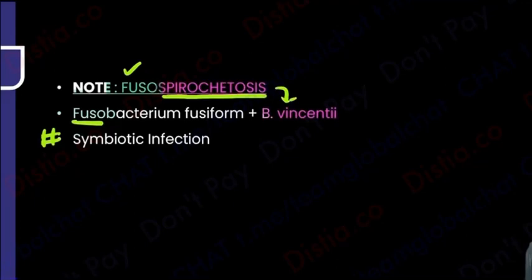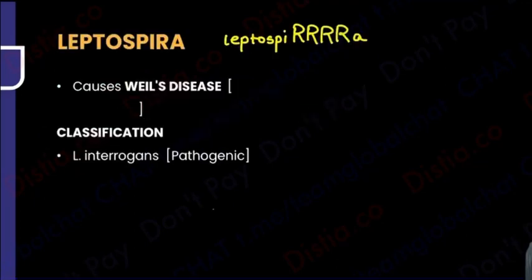Now the Leptospira story. This means Leptospira. And how have I written? Leptospira, I have written. I'll tell you why I wrote it like that. Leptospira, RRRR. Firstly, what does it cause? So remember, I'm going to add one more R over here, because I think I'll be needing many more R's in this story.